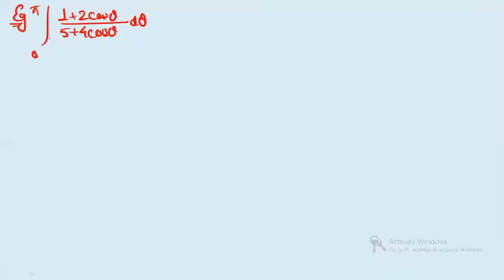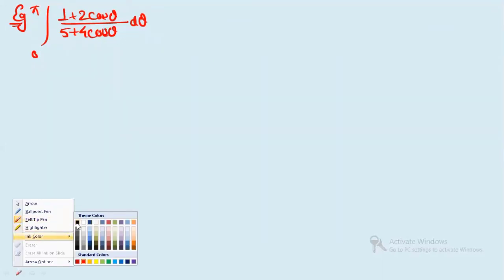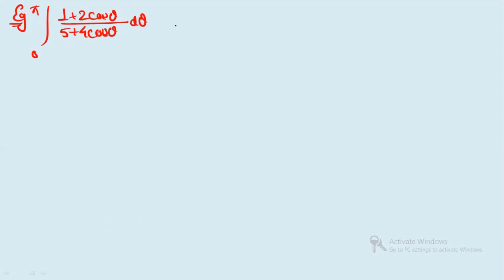Now you see, the next example is the integration from 0 to pi, and in the numerator you have 1 plus 2 cos theta, and in the denominator you have 5 plus 4 cos theta. So first you see the integration limit. It is 0 to pi. So you will make it 0 to 2 pi first. This is the first thing that we are doing here. This is 5 plus 4 cos theta d theta.